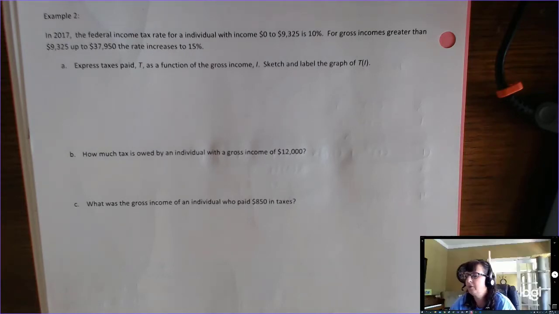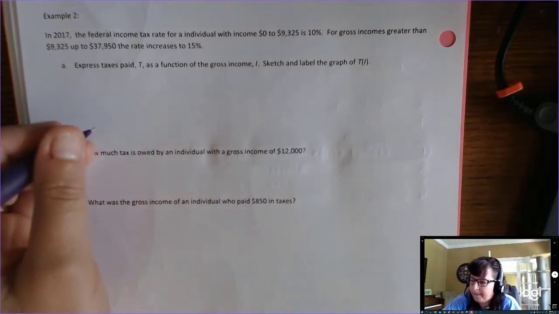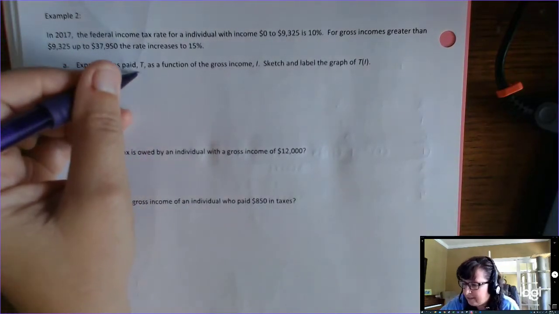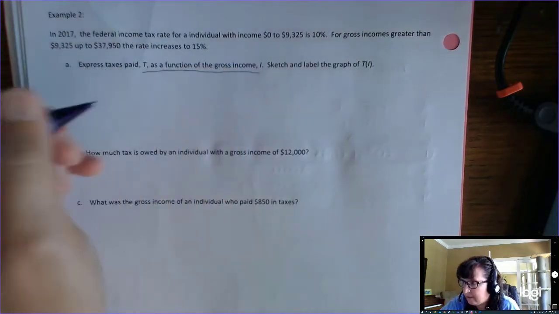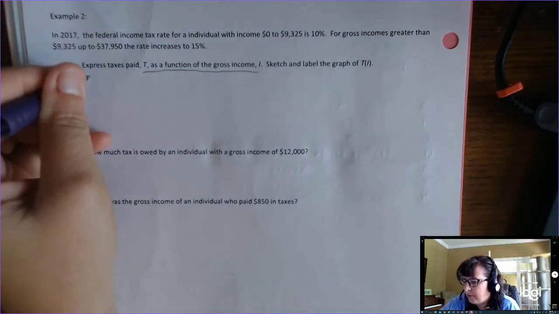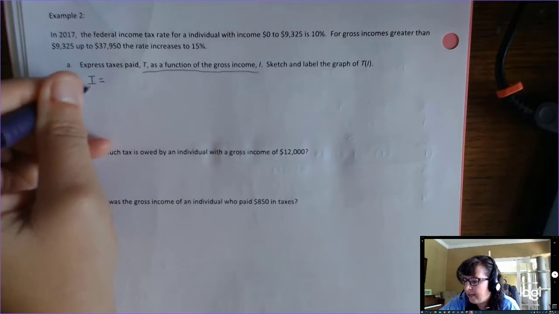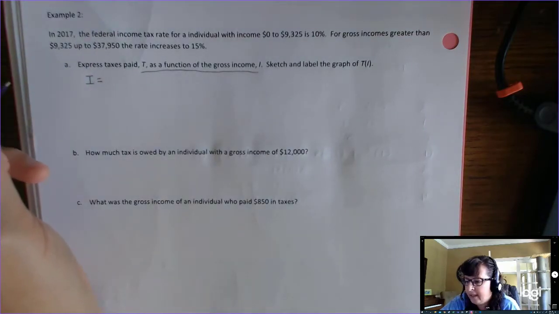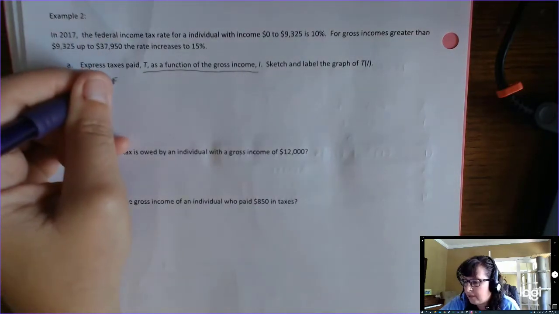Okay, so first of all, this is supposed to be a hint. T is a function of gross income I. So I'm going to write my Math English Dictionary. I is my input, and it's gross income, and it's in dollars.